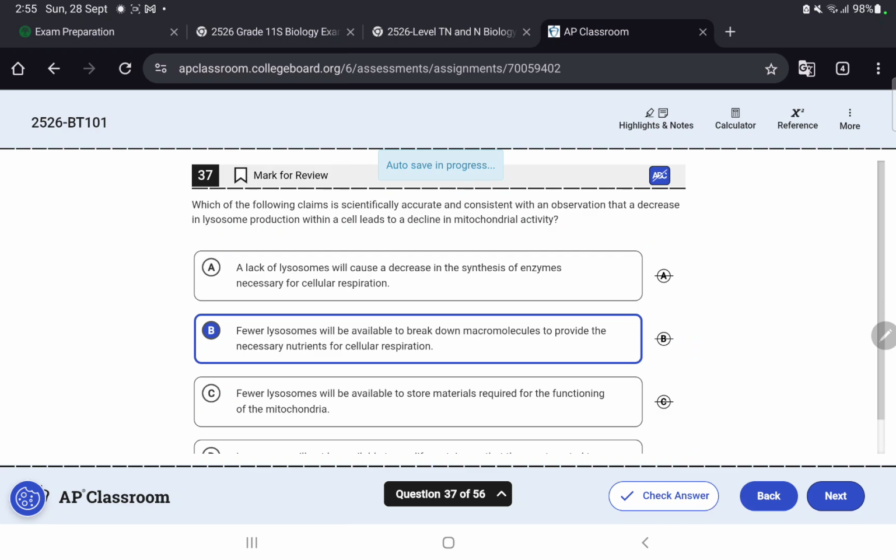Which of the following claims is scientifically accurate and consistent with an observation that a decrease in lysosome production within a cell leads to a decline in mitochondrial activity? So, fewer lysosomes will be available to break down macromolecules to provide the necessary nutrients for cellular respiration. So, to get the necessary nutrients for the cellular respiration that happens in the mitochondria, you need lysosomes to break down the macromolecules to actually get those nutrients. If you don't have lysosomes, you will not get those nutrients, which will decrease the mitochondrial activity.